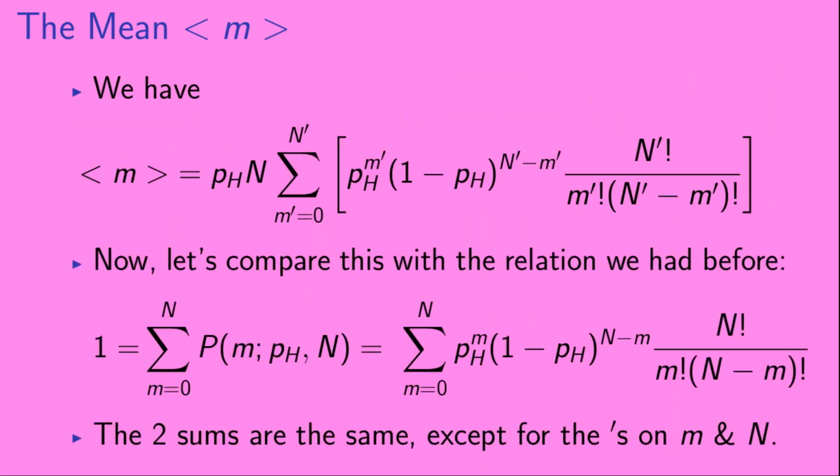Okay, so we have our relation from the previous slide. Let's compare this with the relation we had before, which was that 1 is equal to the sum over m from 0 to n of p of m given ph and n, which is written out here. If we look closely, we'll see that the two sums are the same except for the primes on m and n.